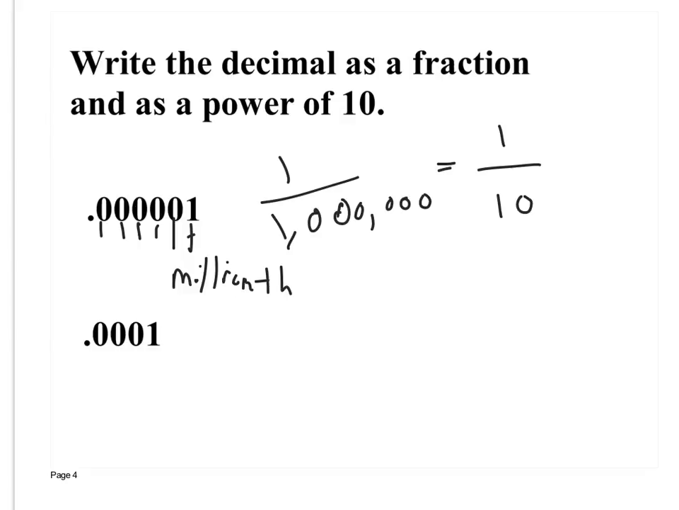The easiest thing to do is count your zeros. How many zeros are there? There's 6 for a million. So that's how I write a million as a power of 10. Now this is the fraction. I also want to write it as a power of 10 without the fraction. So 10 to the negative 6. So there's your two answers.